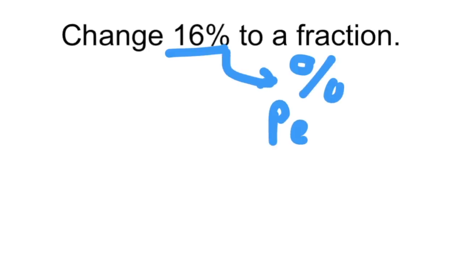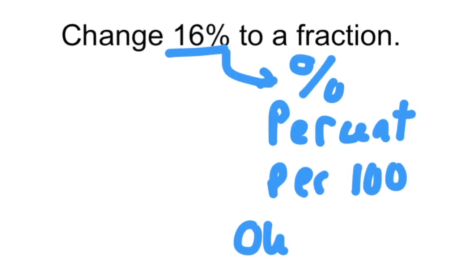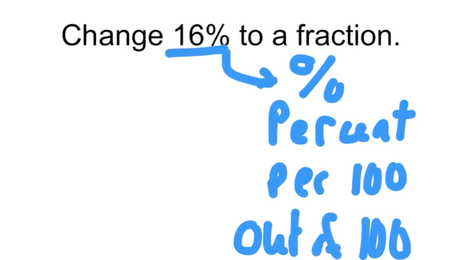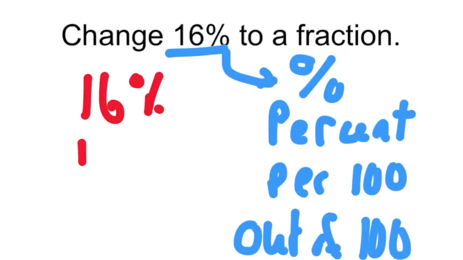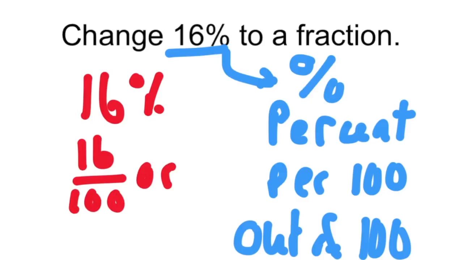Maybe. Alright, first let's remember what percents are. So change 16% to a fraction. Percent means per 100 or out of 100. So to change 16% to a fraction, just take away the percent sign and put the 16 over 100. So we have 16 100ths. And if you simplify that, that's the same as 4 out of 25.